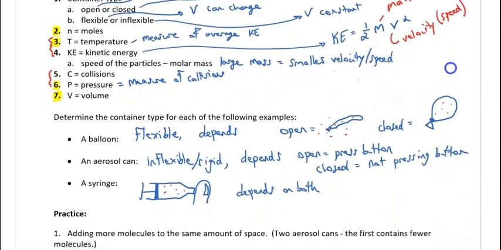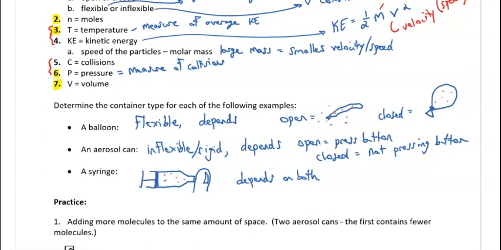Now, one of the tricky things is determining the type of container when you look at a problem. And oftentimes it depends on the specific situation. A balloon, for example, it's flexible, but whether it's open or closed depends on whether you have a knot tied in that balloon or not. If it's open, gas can freely enter and escape, whereas the knot seals it off.